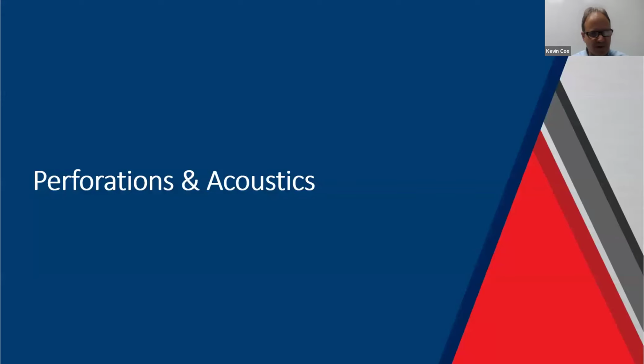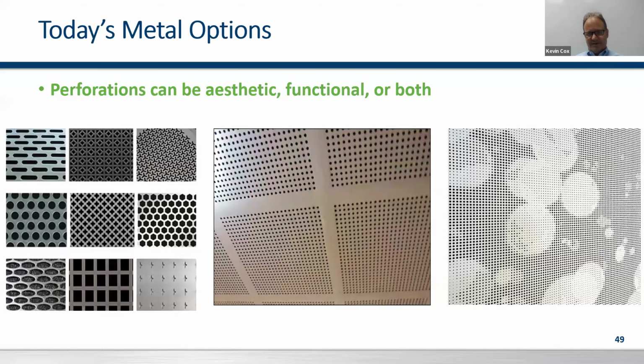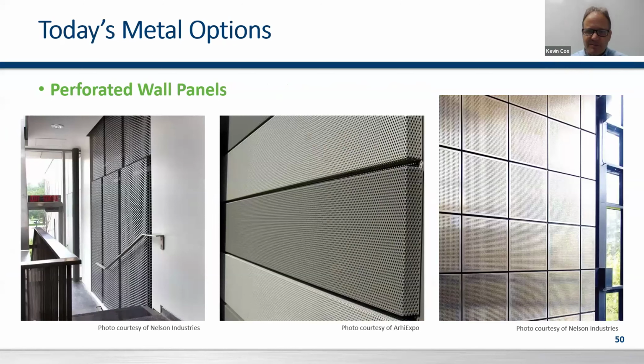Beyond embossing is perforations. Perforations can take all shapes and sizes. They can be aesthetic, functional, acoustic, or really any combination of all the above. There's a freedom to design with size, shape, orientation. We can make wall panels, acoustic panels, whether they're functional, acoustical, or just aesthetic.